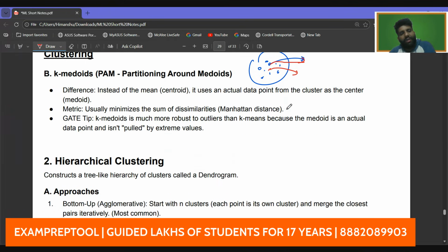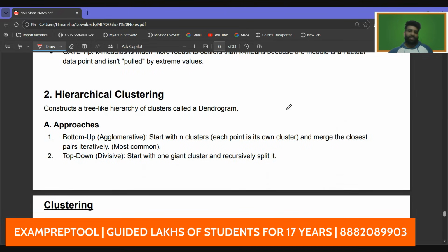Okay, now the second way of clustering is hierarchical clustering. We create tree-like structures called dendrograms over here. There are mainly two approaches. The first one is the most common, bottom up. We actually start from the bottom. We start by assuming that if we have n data points, we have n clusters, and we keep merging the clusters based on their similarity until we reach just one cluster. That's how we create this dendrogram or clustering. That's how it takes place.